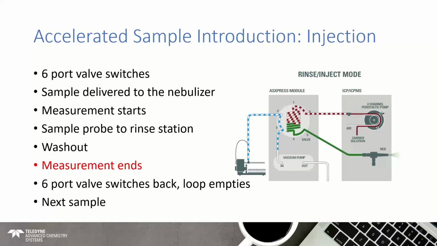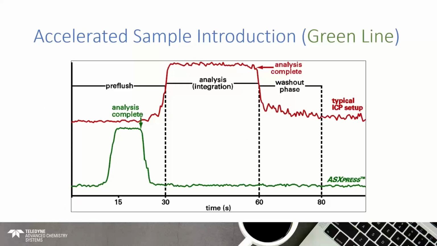So the 6-port switching valve then switches back, the loop empties of anything that's in there, and we move on to the next sample. So I've described all of those processes that actually happen. Now, this is what it actually looks like in comparison to our standard introduction.